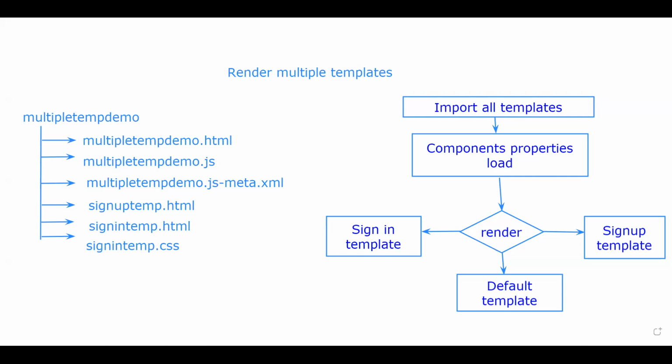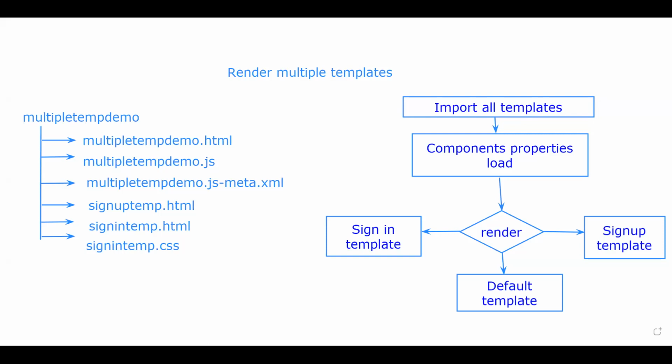If you're watching this video, I'm assuming that you have already watched all my previous sessions, right? And I'm assuming that you already know how to create an LWC component. So in particular, this session is dedicated to how to render multiple templates in a component, okay? So let's get started, okay?